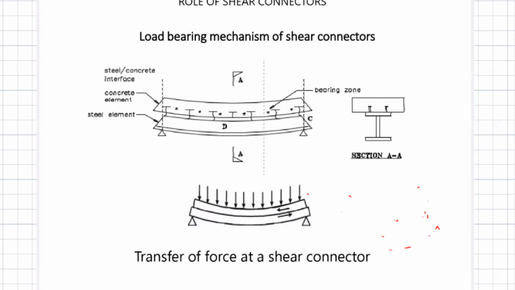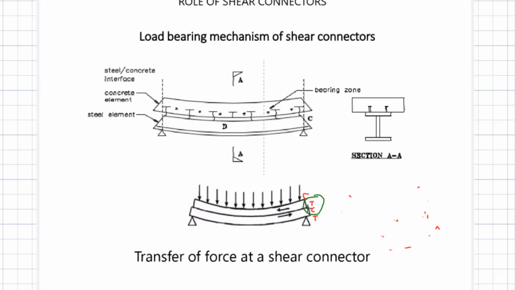The concrete top will be under compression. The concrete bottom will be under tension, right? Now, the steel top will be under compression and the steel bottom will be under tension. Now, my interest is this one. What is that? The interface, right?